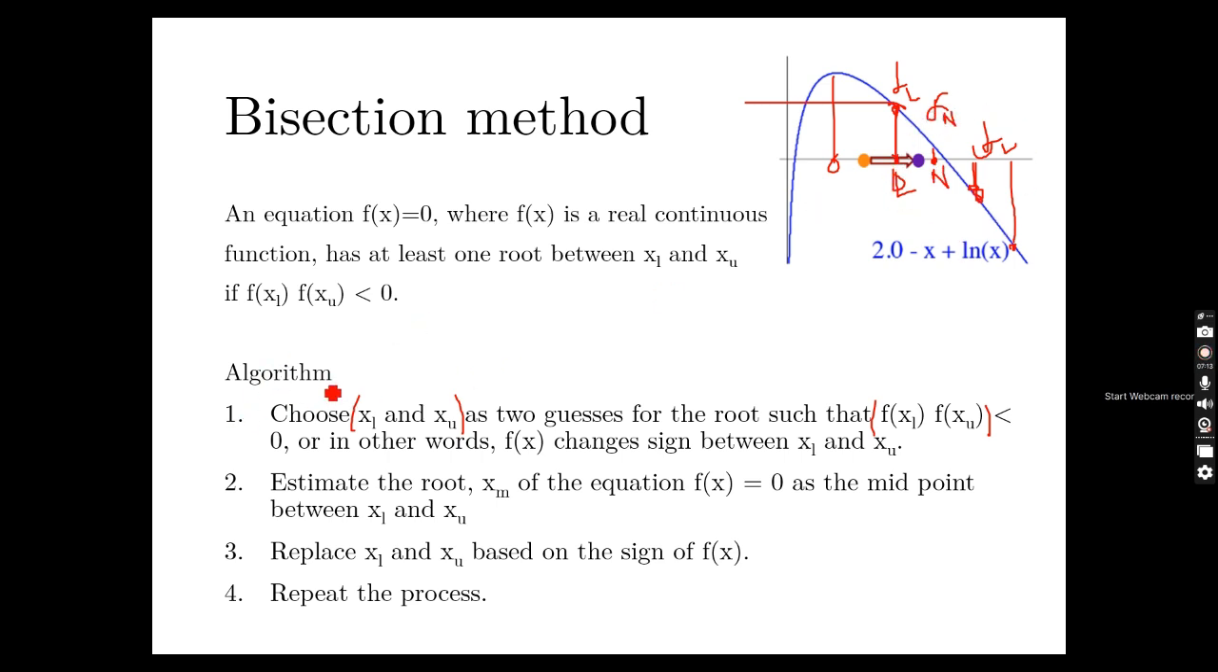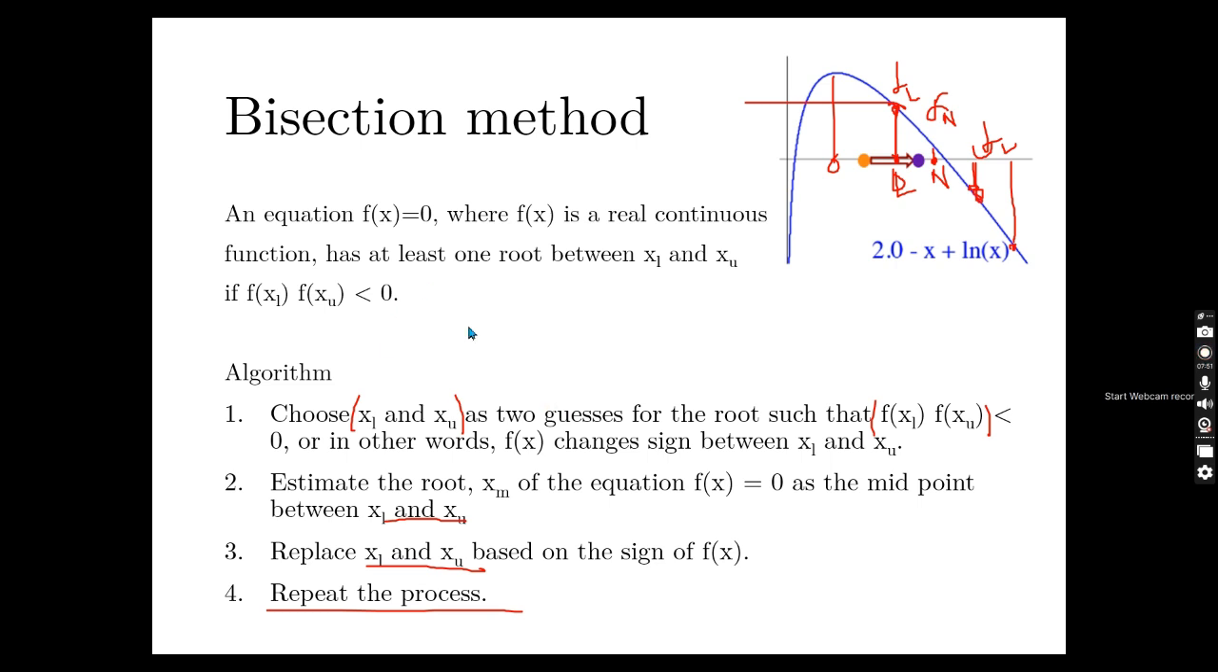So this is what is written over here. We choose two values xl and xu as the two guesses for the root, such that the product is less than 0. And then we estimate the new root as the midpoint between xl and xu. Then we replace xl or xu based on the sign of f(x). So what I told just now, if the product is negative, then we replace the lower end, and then we repeat the process.